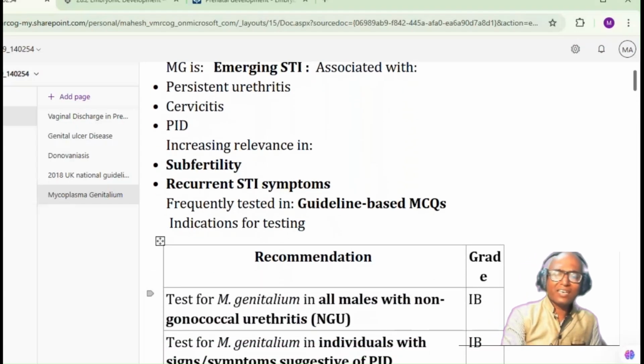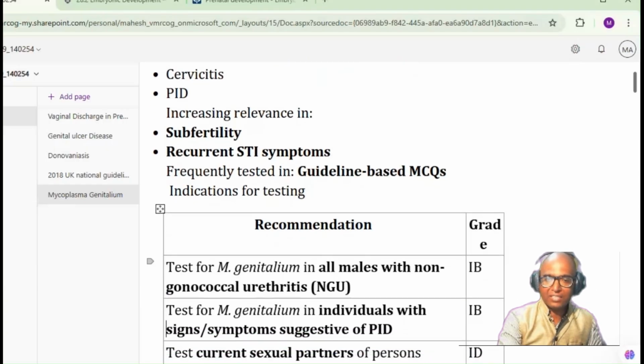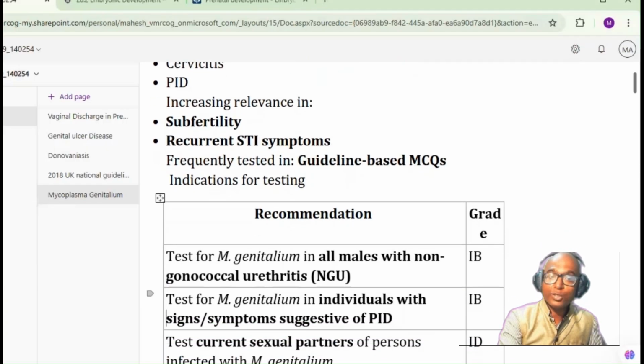Okay, there are certain guidelines. What does the guideline say? You have to test Mycoplasma genitalium in all patients with non-gonococcal urethritis. If you are having a persistent, recurrent non-gonococcal urethritis, you have to test them for Mycoplasma genitalium. Then you have to test Mycoplasma genitalium in individuals with symptoms of PID.